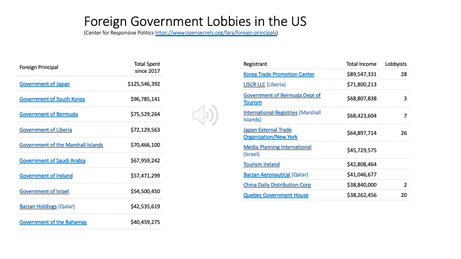Now here's a list of countries ranked according to how much money they spent on lobbying. It's a bit surprising, to be honest. Japan and South Korea top the list, and most of that has to do with trade relationships and making sure that U.S. trade policies don't hurt their interests, because the U.S. is a large market for Japanese and South Korean products.